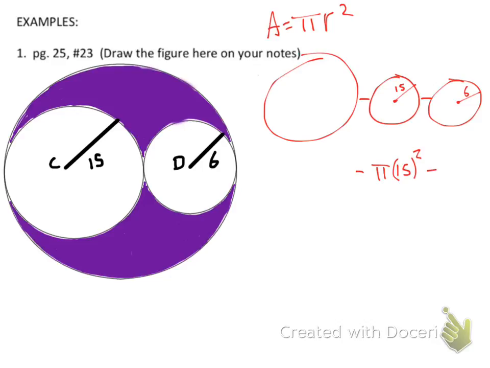And then I'm going to subtract that too. But I'm going to subtract pi times 6 squared. Well, I think we all know what 6 squared is. What's that? 36. So 36 pi. Do we know what 15 squared is? You better. It's not 125, but 225. I would start to remember these guys at least up to about a perfect square of at least 20, maybe even more. It's going to make your life a little bit easier.